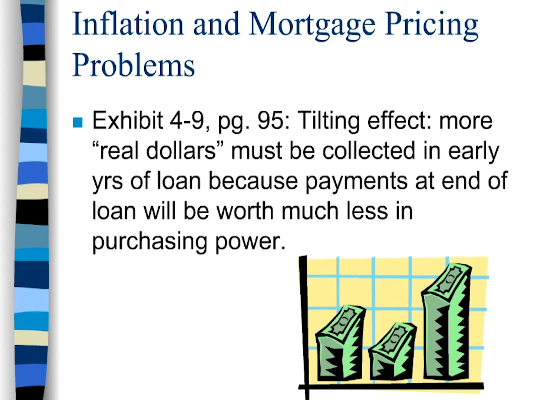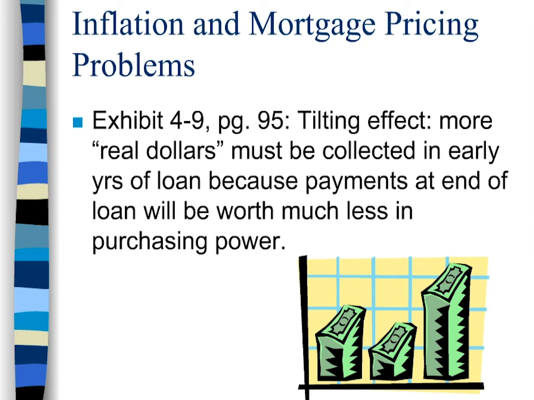I just quickly want to touch on this inflation and the mortgage problem. If you look on page 95, it's kind of an illustration of this tilting effect. And what they're saying is, if you look at that very top line, it says NP on Exhibit 49. That's the constant nominal payment. But what they're trying to show you here is that it's the constant nominal payment all the way across.